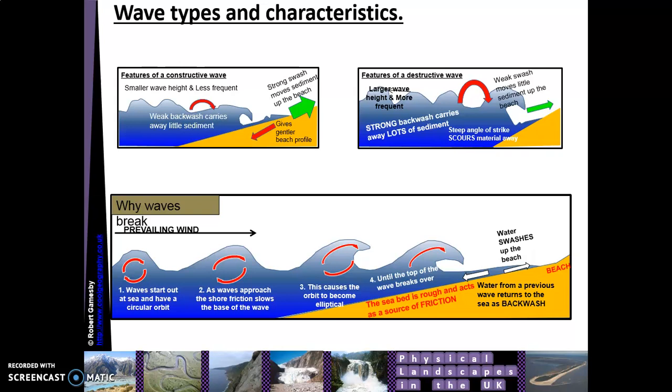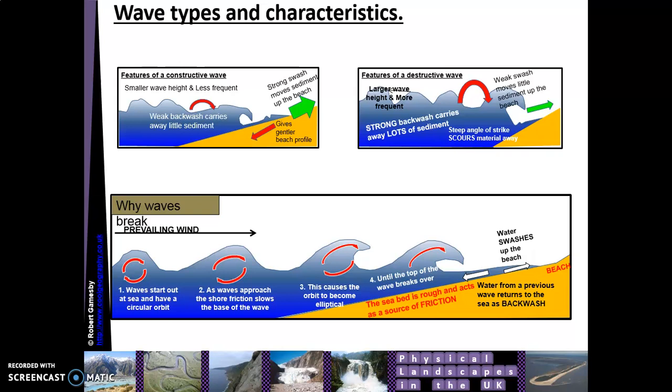Low wave height with not many waves coming in is constructive because it's allowing the beach to build up. Whereas if it's got high wave heights and it's really frequent waves, it's going to be constantly breaking away that beach and removing it. The reason waves break, I put this on because students tend to get mistaken between waves and tides, and I'll show you what tides are in a moment.